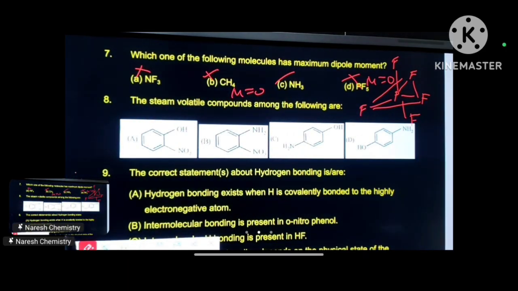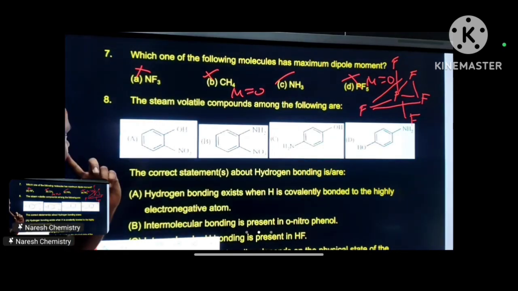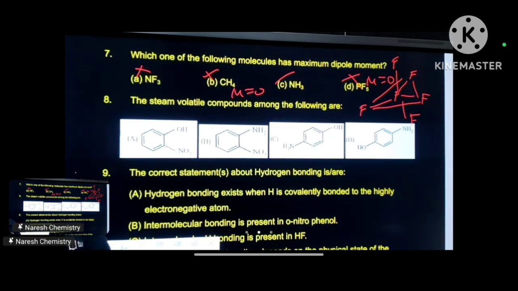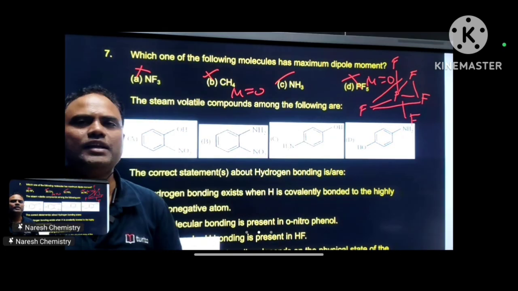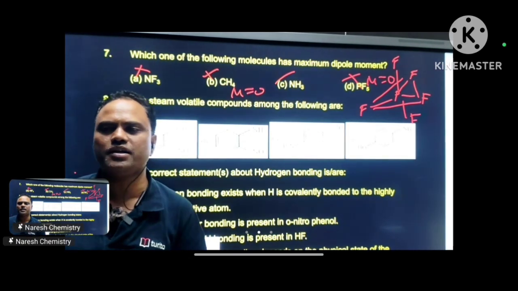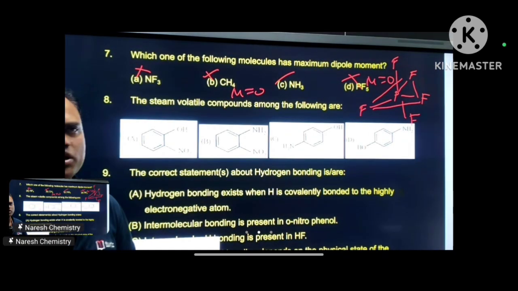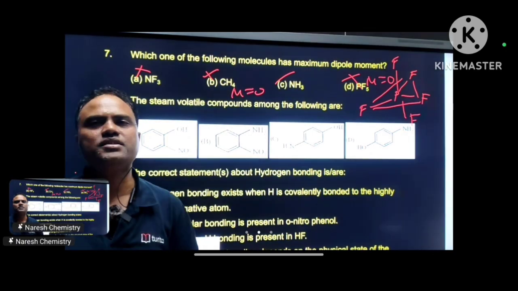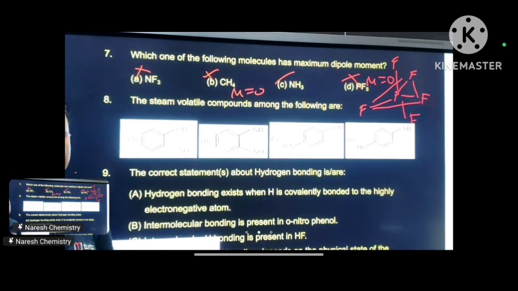Okay. Next question, do the eighth one. Steam volatile means having less boiling point. Orthonitrophenol and paranitrophenol, which is having less boiling point? I explained this under consequences.